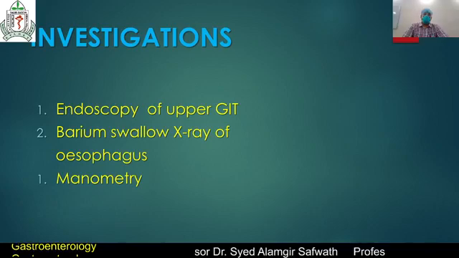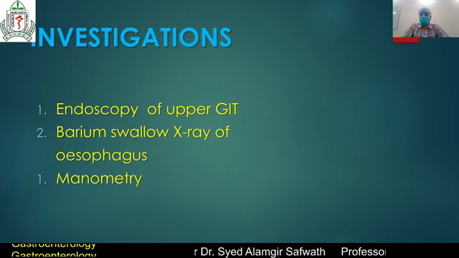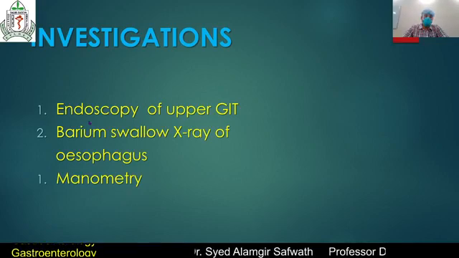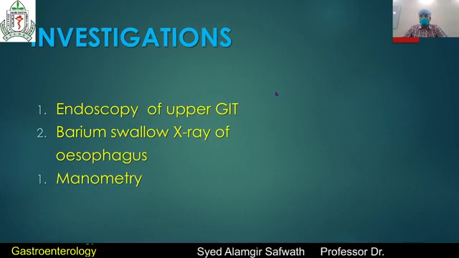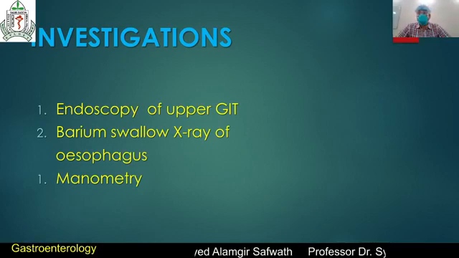How to diagnose? Diagnosis is from history, and it is a clinical judgment that the patient has got achalasia of cardia. Then you will take the help of some investigations, like you will go for endoscopy of upper GIT. As there is no mucosal lesion, endoscopy will not be able to find any mucosal lesion, but endoscopy is important to rule out other pathology, other differential diagnosis.